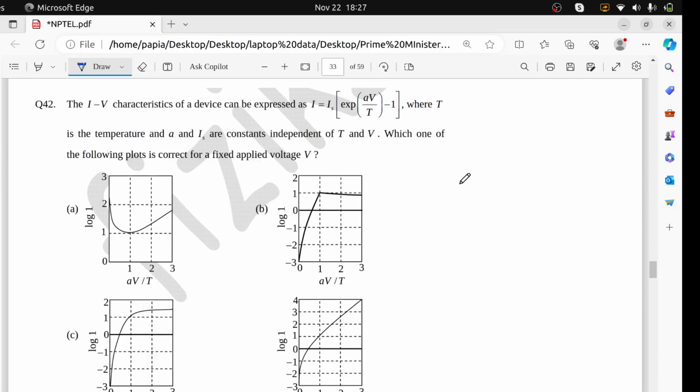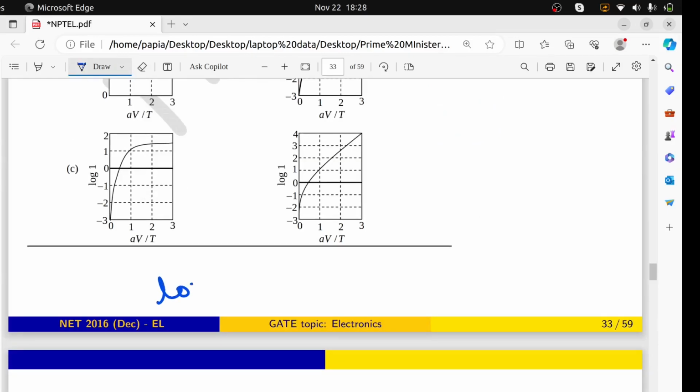Right? And here you can see this is written as 1, but it should be log I. But yeah, fine, we can understand that it is log I. So what will be the correct plot for this case? The plot is between log I versus AV divided by T, right?